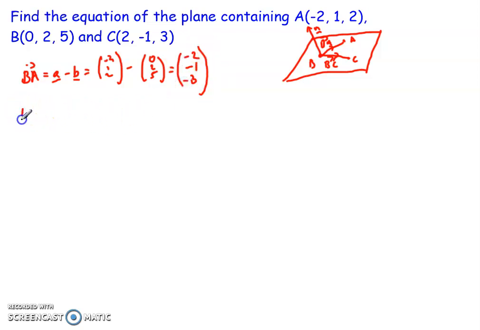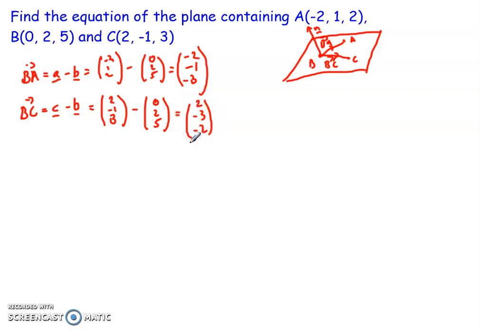I then calculate my vector B to C. That's going to be given by the position vector of C minus position vector of B. So that's going to be given by 2, -1, 3. Take away the position vector for B, 0, 2, 5. So that's going to give me 2, -3, -2 as my vector B to C.